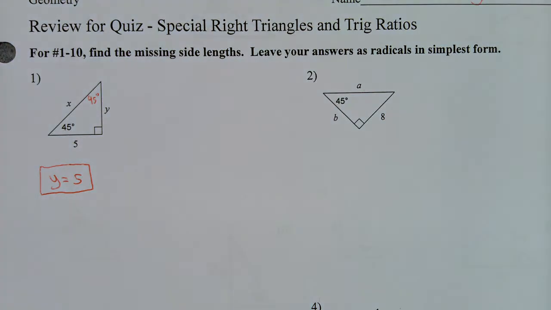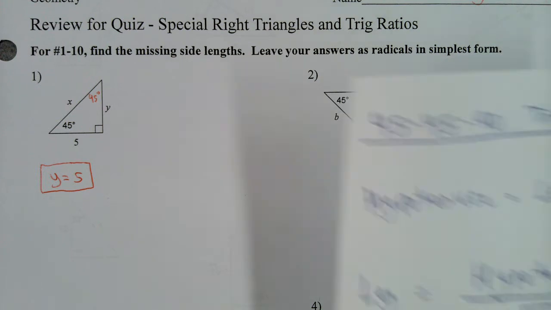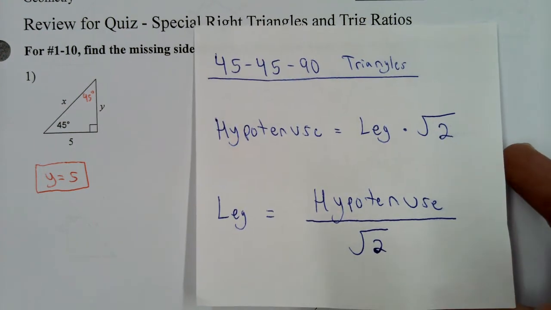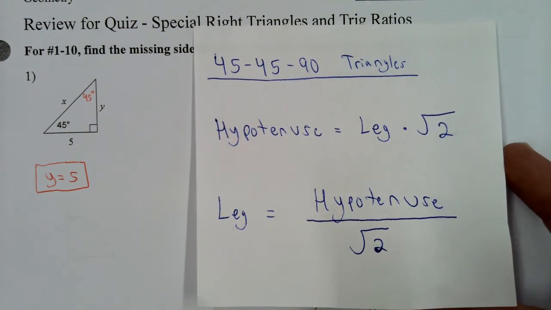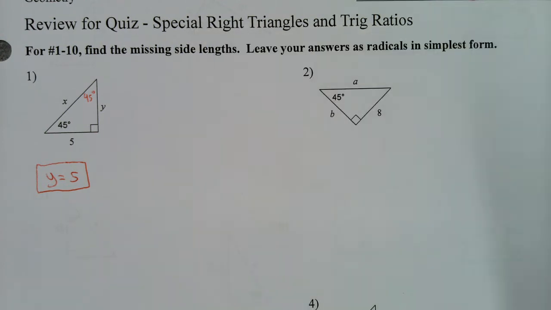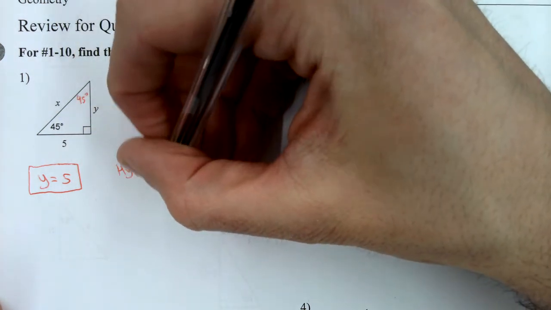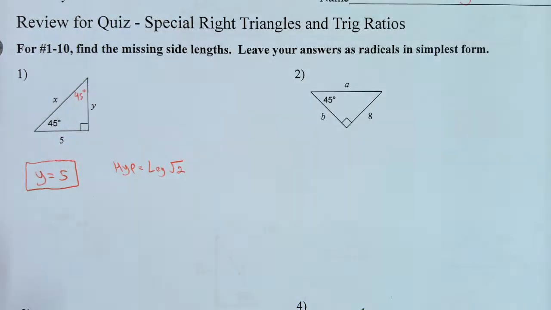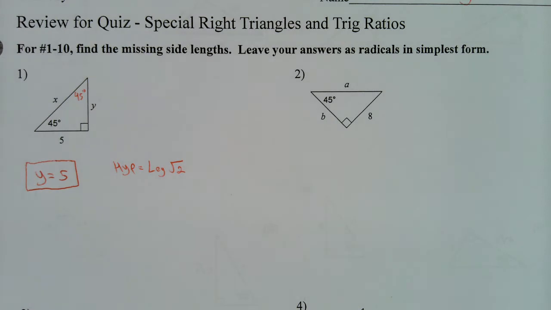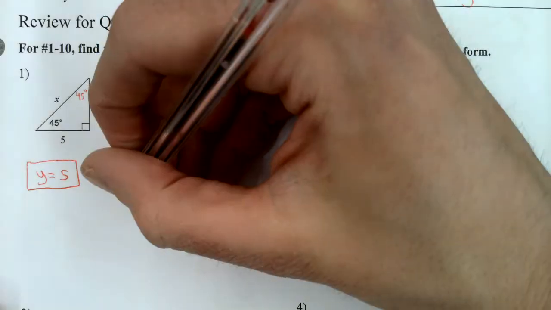And the rule to find the hypotenuse, and again, this comes from the rules right there. If you have a piece of paper, you should have that out. Write that on a piece of paper. The hypotenuse equals the leg times the square root of 2. Remember, the hypotenuse is the side across from the right angle. So in this case, it'll be x equals 5 square root of 2.